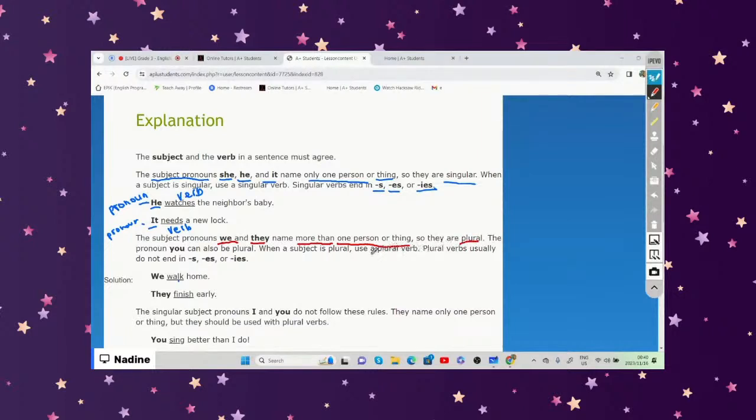And the pronoun you can be singular, but it can also be plural. And when the subject is singular, we use a singular verb. And when it's plural, in this case, we use a plural verb. And plural verbs do not end in s, es or ies.